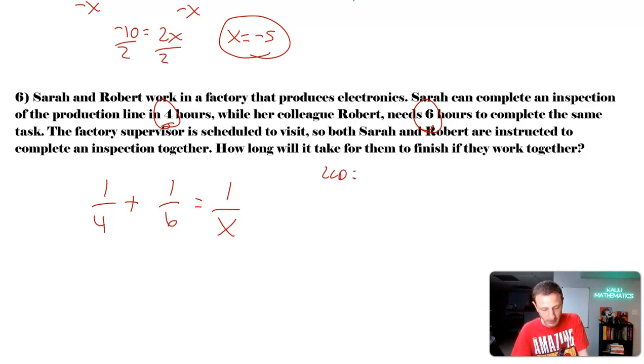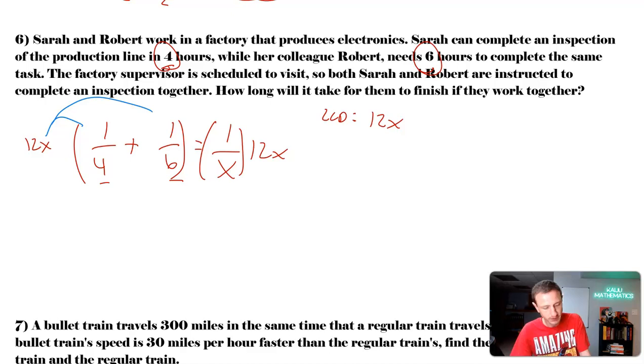So the LCD is going to be 12x. I almost said 24. It's really easy to just do 6 times 4. You could do 24, but your numbers are going to be unnecessarily big. But we can do 12x, because 4 goes into 12 and 6 goes into 12. So I'm going to multiply everything by 12x. Distribute the 12x. So 12x times 1/4, 12 divided by 4 is 3, so 3x. Plus 12x times 1/6, 12 divided by 6 is 2, so 2x. Equals, x is canceled over here, 1 times 12 is 12.